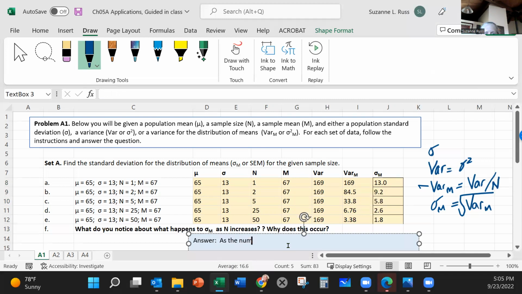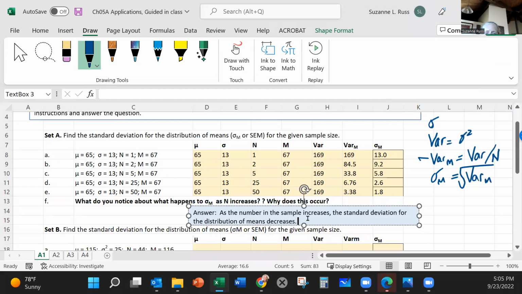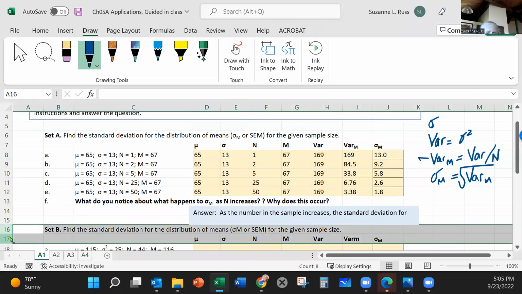As the number, I'll be nice and clear in my writing, in the sample increases, the standard deviation for the distribution of means decreases. This occurs because, now how could we find the right words?